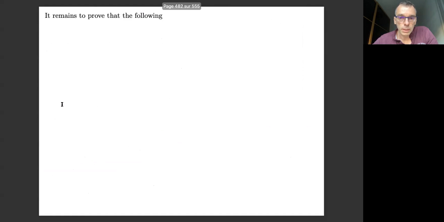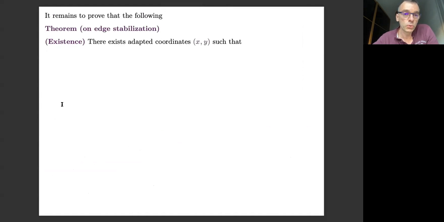So now, to complete the proof, what remains to prove is that in fact it's possible to find an edge stable situation, right? This is the procedure that I call the edge stabilization. In fact, this is also a point which will be quite important when I explain to you how to generalize this to higher dimension, at least in dimension 3. So there are two claims here.